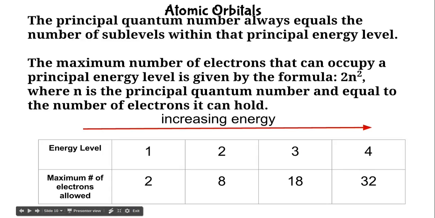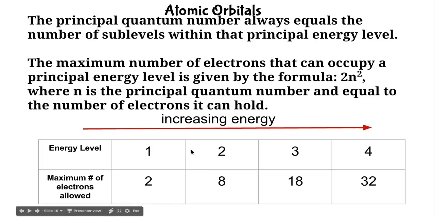So your principal quantum number is always the same as the number of sublevels within that energy level. Hopefully you saw that on that last chart. To figure out how many electrons can fit in that principal energy level, there's a formula you can use, so you don't have to count it out every single time. The formula is 2n squared. So this is how you figure out the maximum number of electrons that principal energy level can hold.